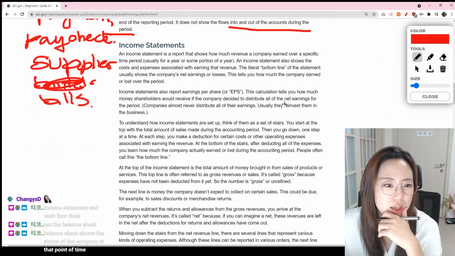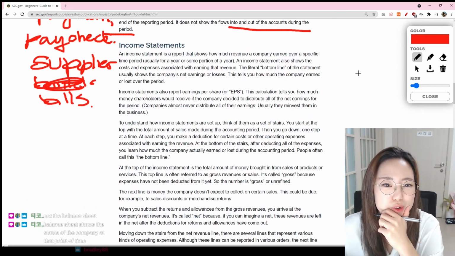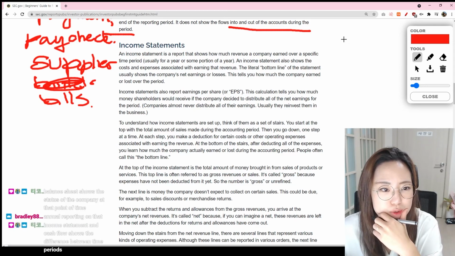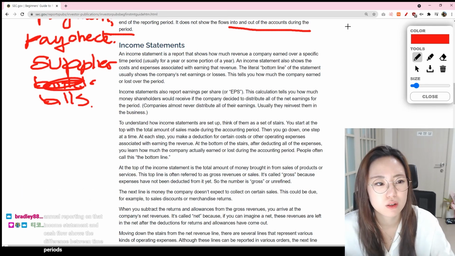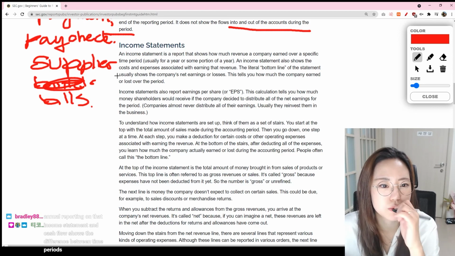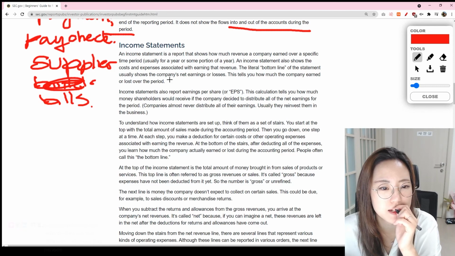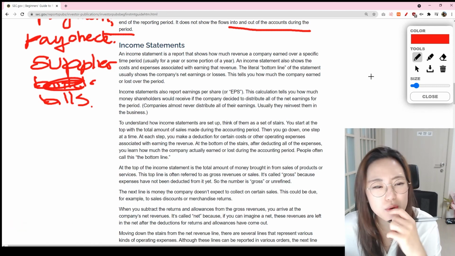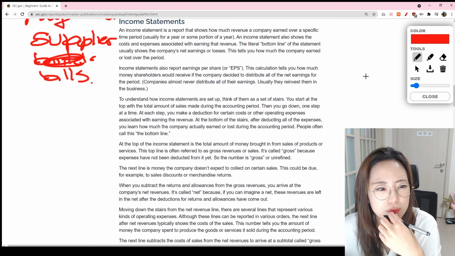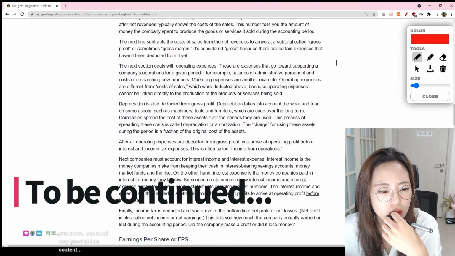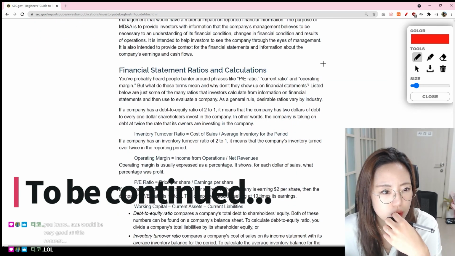Okay. So an income statement is a report that shows how much revenue a company earned over a specific time period. An income statement also shows the costs and expenses associated with earning that revenue. Okay, the bottom line of the statement usually shows the company's net earnings and losses. I want to see an example. We should definitely do an example overview.